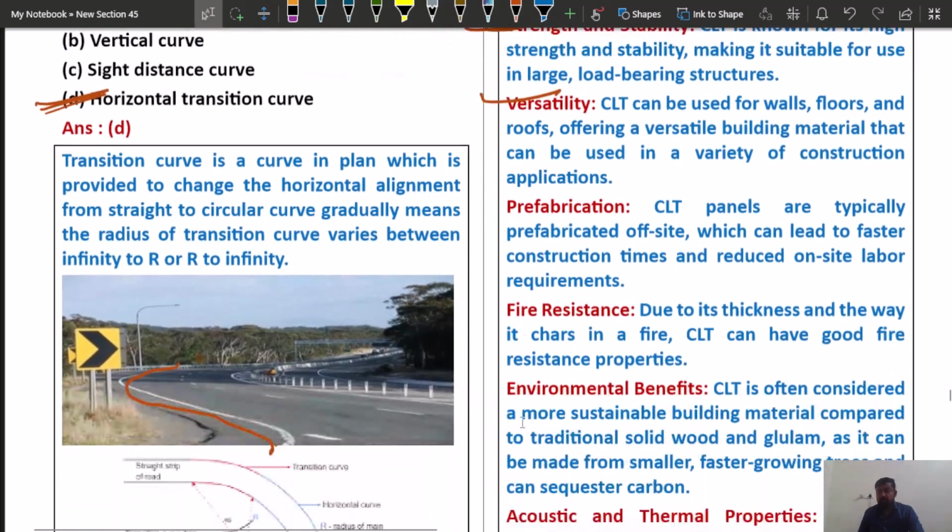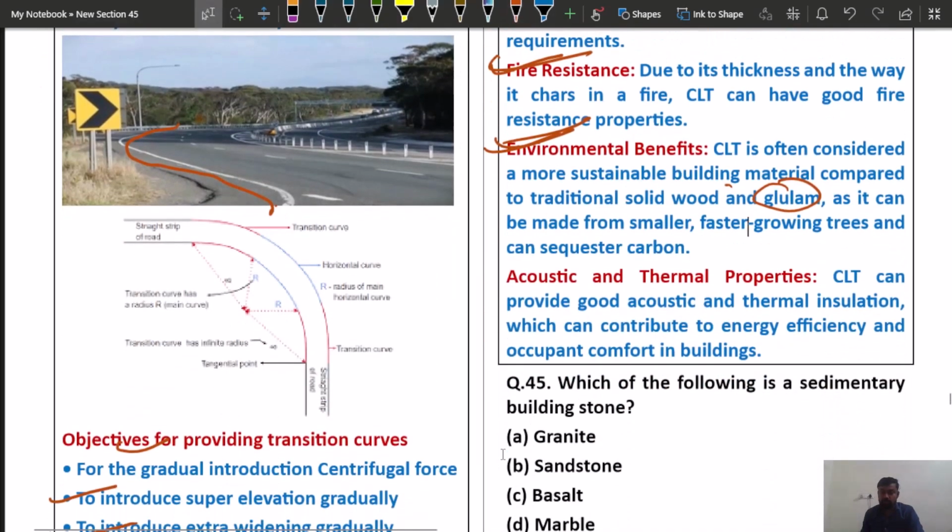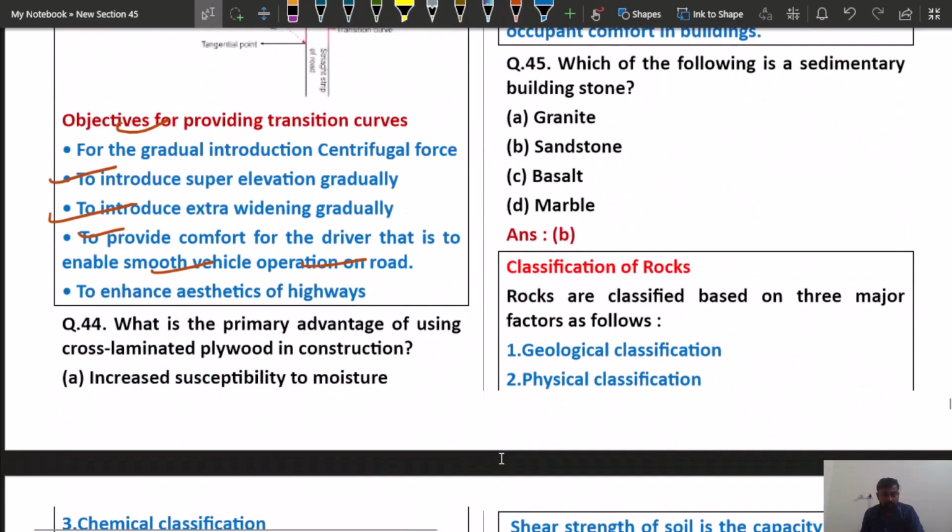Next, fabrication. This is used as a fabricated material in construction. It has higher fire resistance. There are environmental benefits of using CLT, because in CLT there is no use of gum and other chemicals. So in this question, what is the primary advantage?